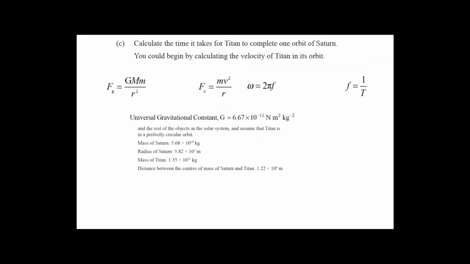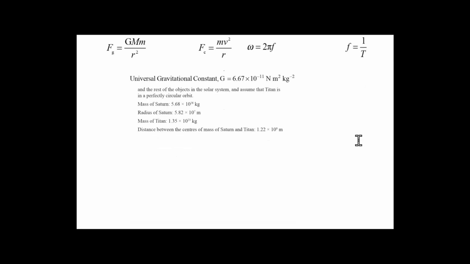Now the next question asks us to calculate the time it takes to complete one orbit of Saturn by Titan. And if you think about it, what we're actually looking for is T, the time period it takes to go around. You could begin by calculating the velocity of Titan in its orbit. So here I have all of the numbers and all of the formulas that we will need to solve that. I've cut and pasted it.